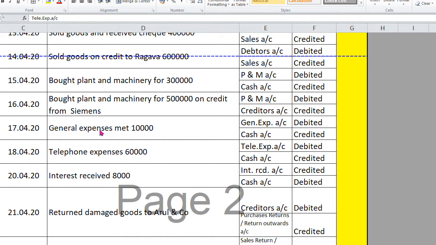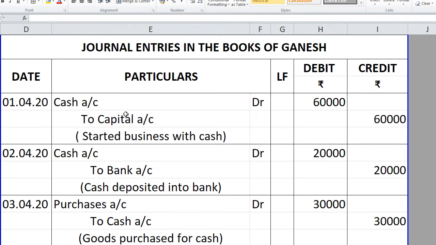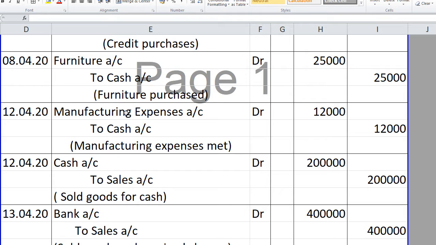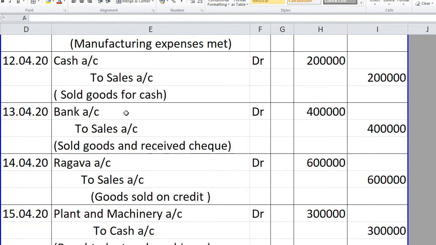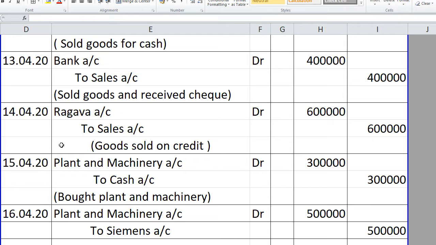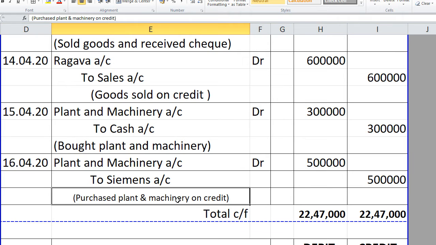So, children, in the last episode, we have journalized up to this one, I suppose. This bought plant and machinery for 5 lakh on credit from Siemens. And the journal entries are this. Up to this, that is 16, plant and machinery debit 5 lakh to Siemens account, 5 lakh credit, we have written. Then the narration we have given: purchase plant and machinery credit. Up to here I finished, and now this is the end of the page.